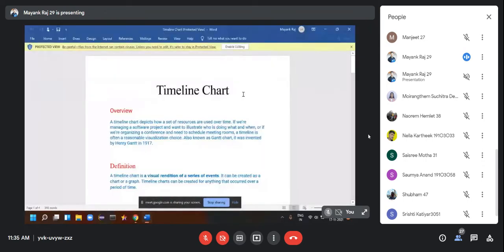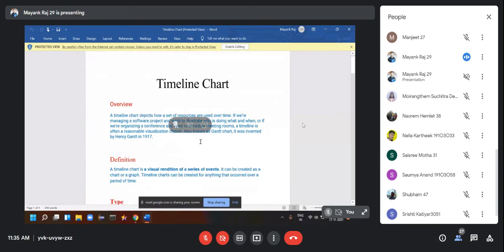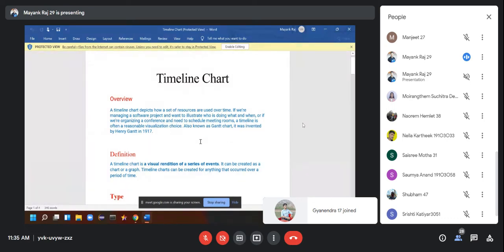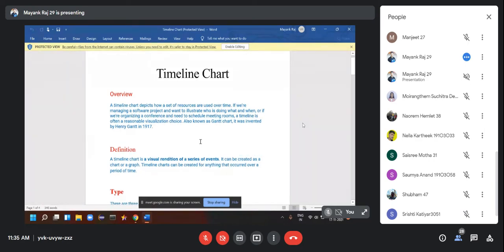So, let's have an overview about timeline chart. Basically, a timeline chart depicts how a set of resources can be used over a time. If we are managing a software project, or if we try to illustrate what we are doing and when we are doing it, a timeline chart is very useful, and it was invented by Henry Gantt in 1917. Now coming to the definition of timeline chart. Basically, a timeline chart is a visual rendition of a series of events. It can be created as a chart or a graph.